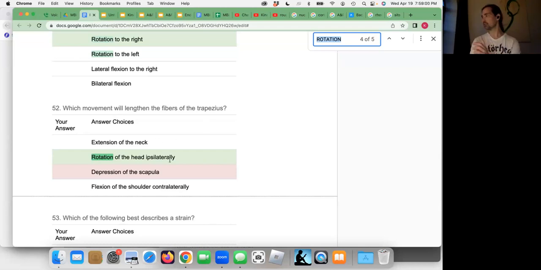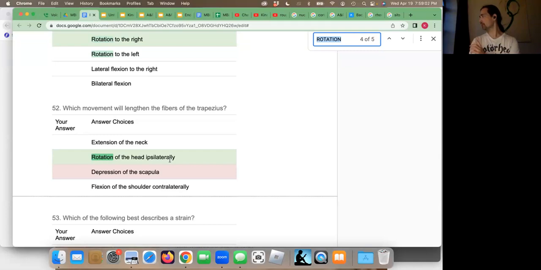So rotation to the right would lengthen the right side. Rotation to the left would lengthen the left side. Depression of the scapula or flexion of the shoulder. Flexion of the shoulder contralaterally. So right side upper trap, flexion of the shoulder contralaterally. So you know it's not this one because it doesn't act on the shoulder that way.